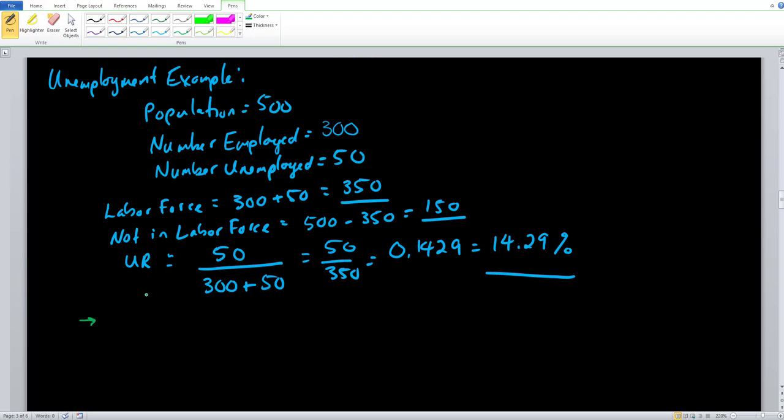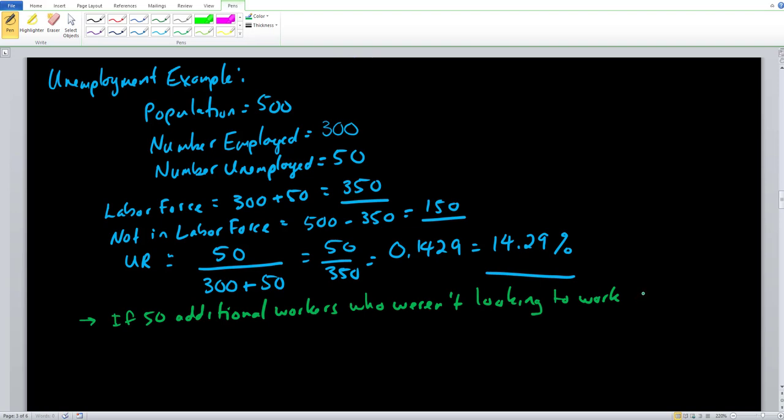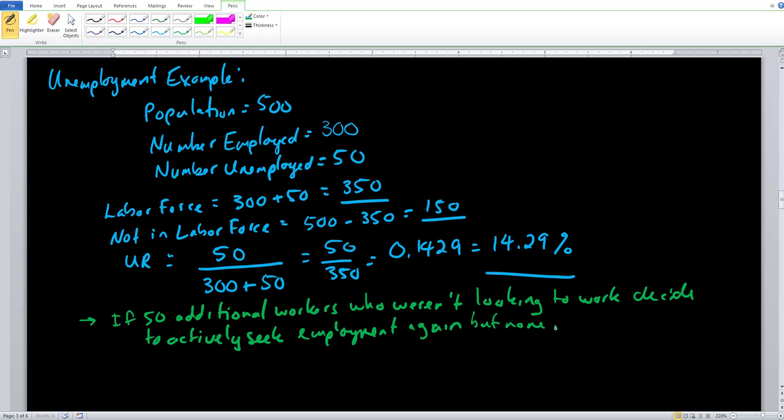So let's go ahead and introduce a few dynamic changes. What happens if 50 additional workers who weren't looking to work decide to actively seek employment again? So we have 50 people that were not in the labor force decide to seek employment again. And let's assume that every single one of these people do not find a job, that none find a job. So they don't actually have a job at this current moment in time.